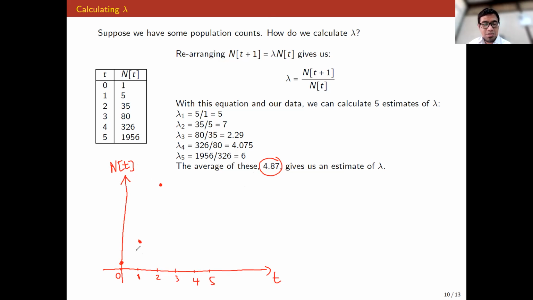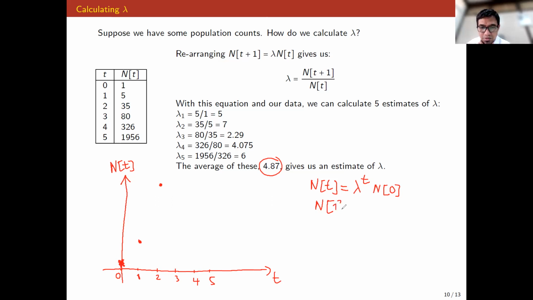Now compare this data to the models. The solution of our model is n t equals lambda to the power of t times n naught, right? We obtained this before. N naught is also the same as this n naught, so it is 1. So the data and the model will be exactly at the same position.